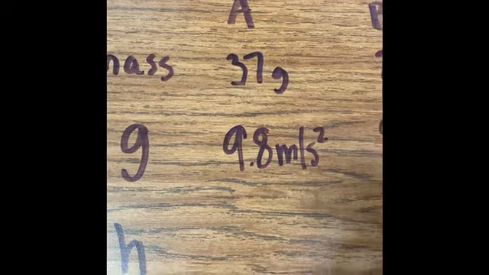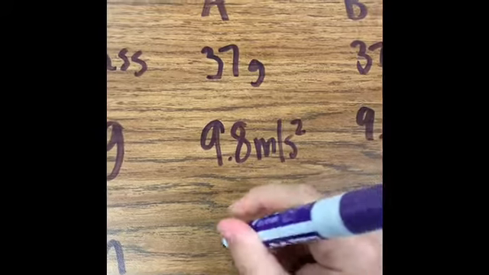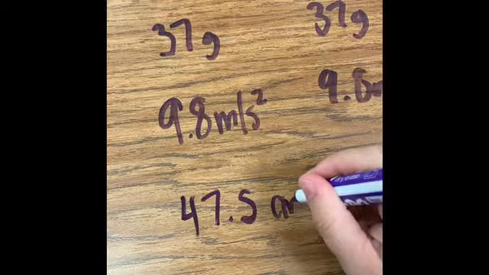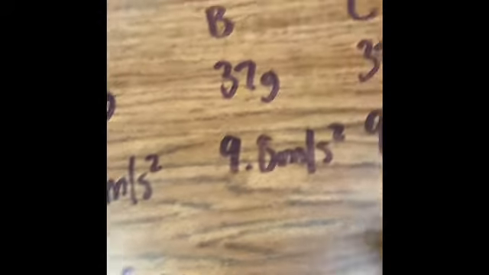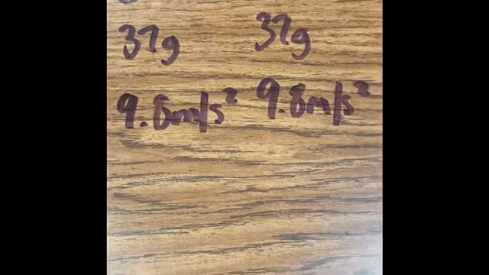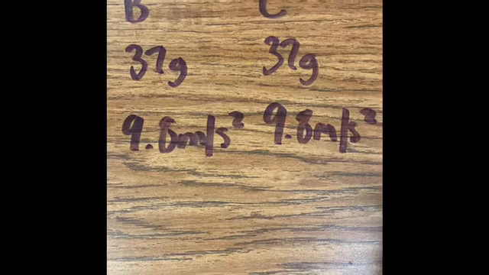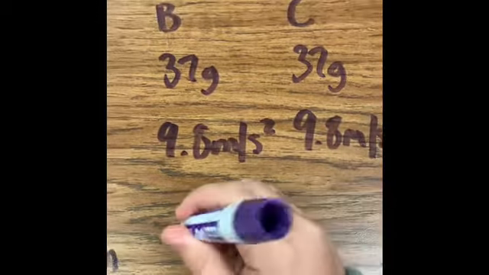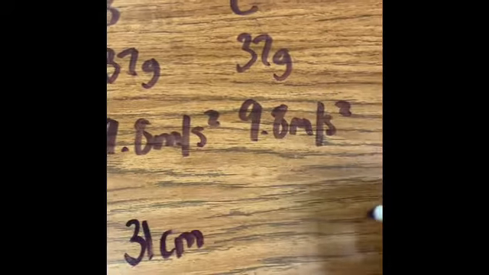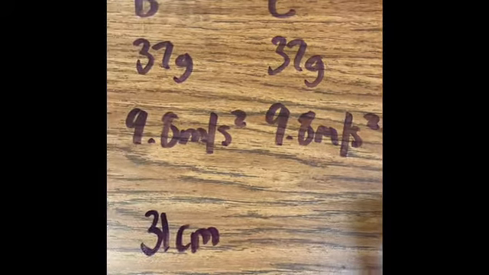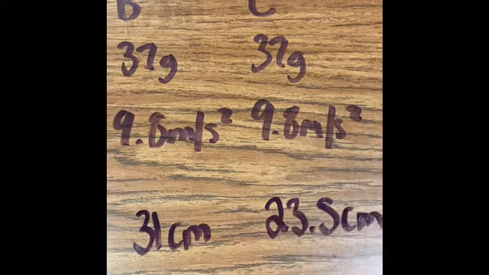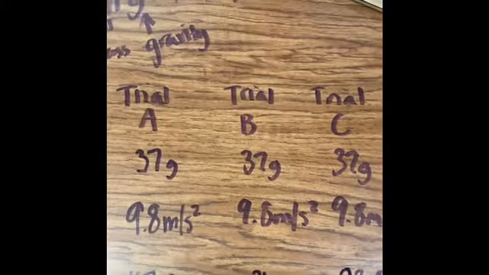As we just said, for trial A, our height is 47.5 centimeters. I'm going to go ahead and tell you the height for trial B and trial C just because it's a little difficult to read the ruler underneath the track. So we have 31 centimeters for trial B, and for trial C you have 23.5 centimeters. So please make sure that all of this data is in your notebook.